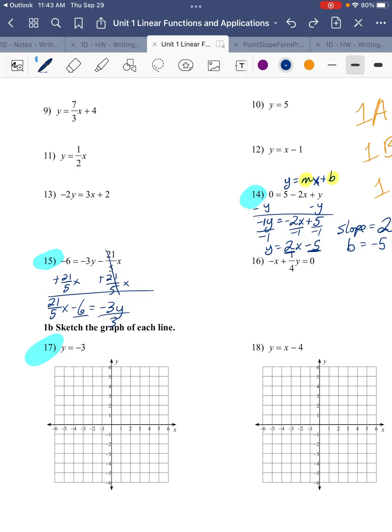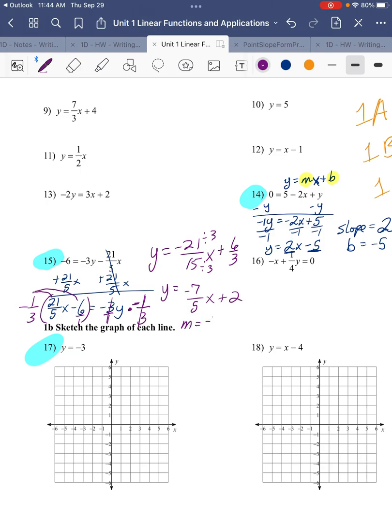So what I will actually do, instead of dividing by -3, I'm going to multiply by the reciprocal, -1 over 3. I'm going to multiply on the left side each term by -1 over 3. You do that by putting parentheses around the binomial. We're going to get y equals -1/3 times 21/5 is -21 over 15. -1/3 times -6 is 6 over 3. Let's reduce that. Divide the first term by 3. It's -7 over 5x, and 6 divided by 3 is 2. So my slope for this is -7/5. My y-intercept is 2.